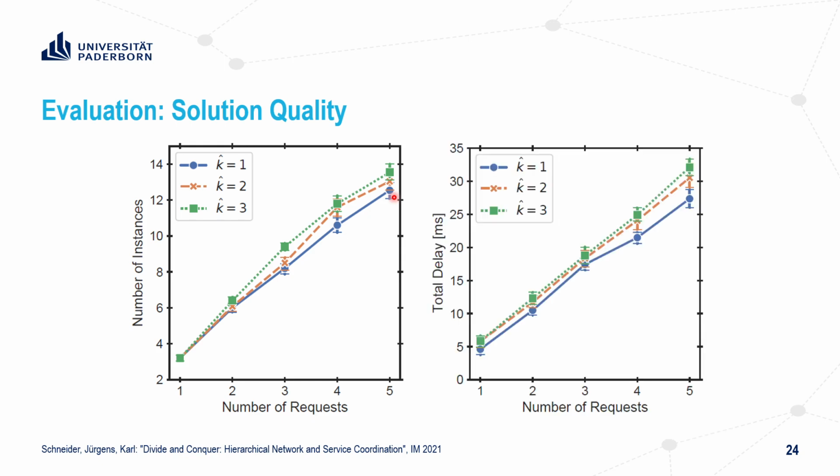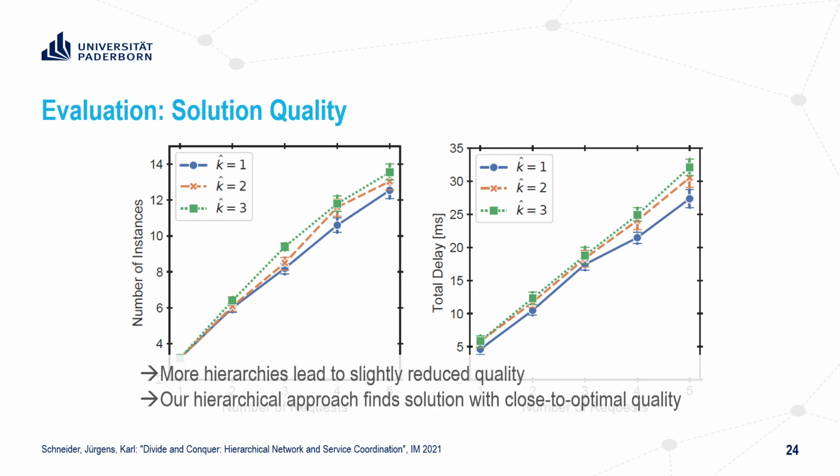And the same goes if we look at the other metric that we wanted to minimize, which is the total delay. It's also optimal in the centralized approach, but again, our hierarchical approaches are very close. And so overall, with more hierarchies, we have more aggregation of information, so slightly less information available, so that leads to slightly reduced quality, but still both of these hierarchical approaches find solutions that are very close to optimal.